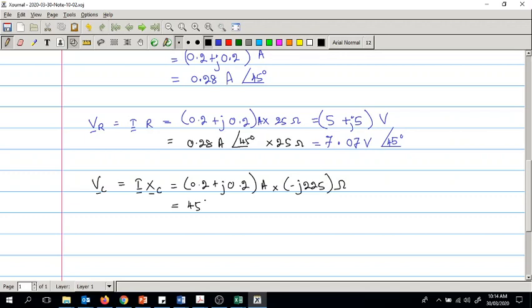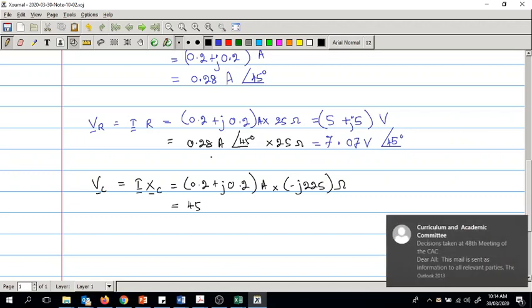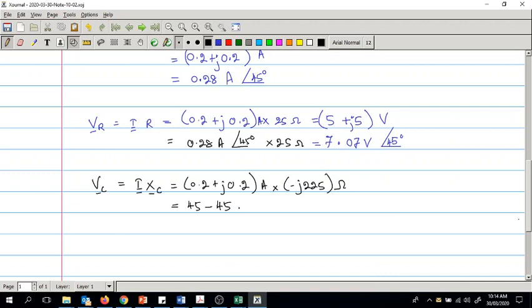45 minus j45, right, or as polar value, this is volts, 63.63 or 64 rather, 64 volts, angle should be minus 45.